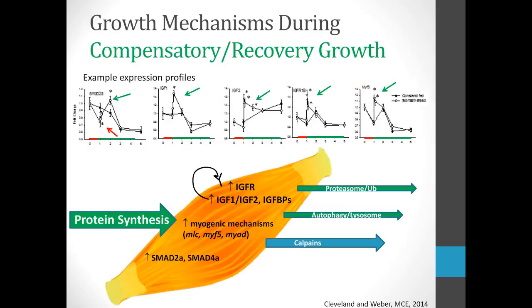Data also suggests that elevated SMAD expression, specifically SMAD2A, which is shown on the left, and 4A, which is not shown here, are also associated with recovery growth. And in the graph all the way to the right, we have MYF5, which is a transcription factor regulating muscle cell differentiation. And it's also elevated immediately upon refeeding, suggesting an increased recruitment of myosatellite cells into the differentiation program, contributing to improved muscle accretion.